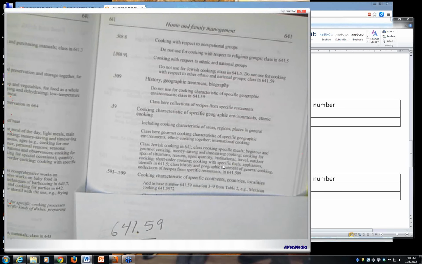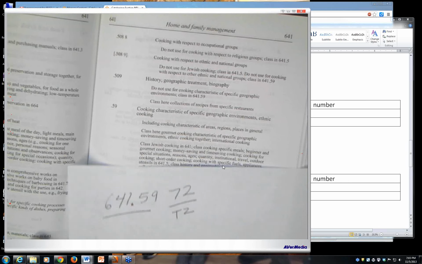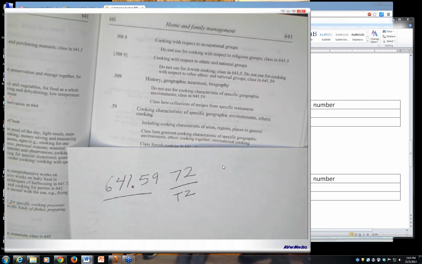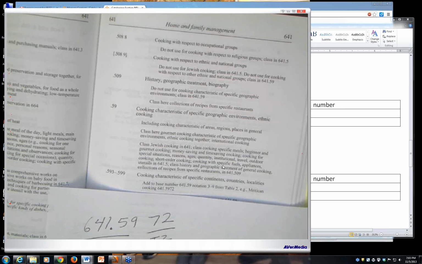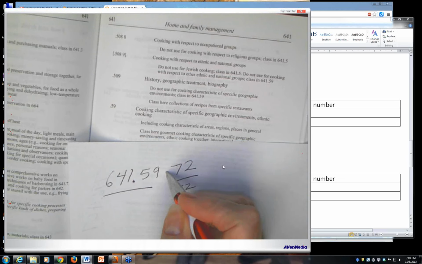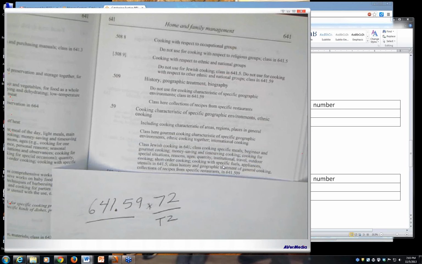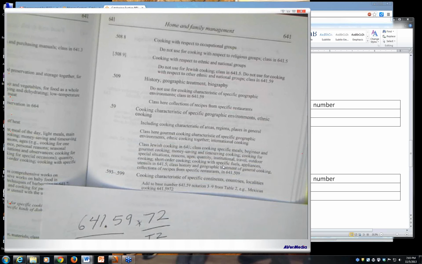So my number from Table 2 obviously is 72. So we build that number on cooking, Mexican cooking, in that fashion. Because we have the note, add to base number, we can pull straight from Table 2. If that note was not here, we would have to interpose 09 right there. But the note is here, so we can add directly.